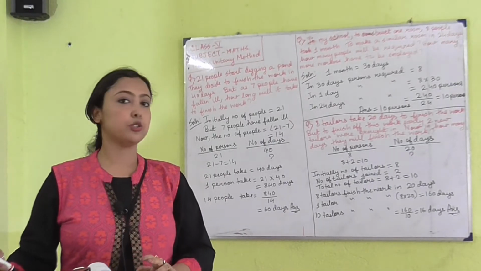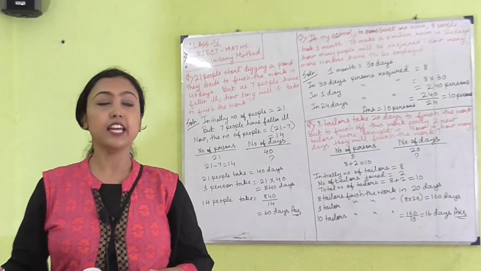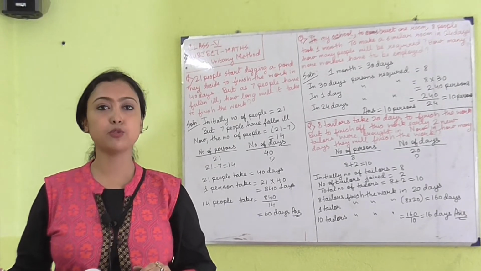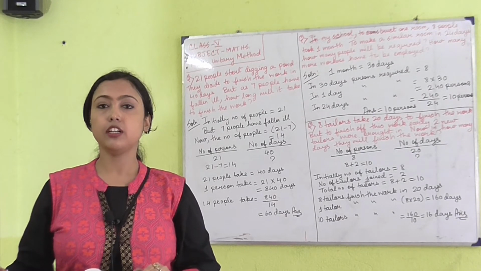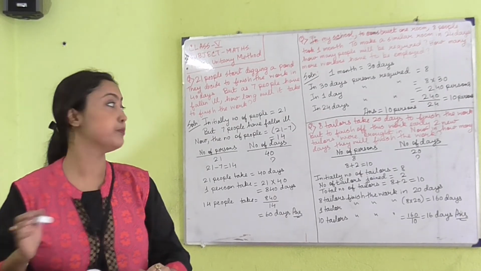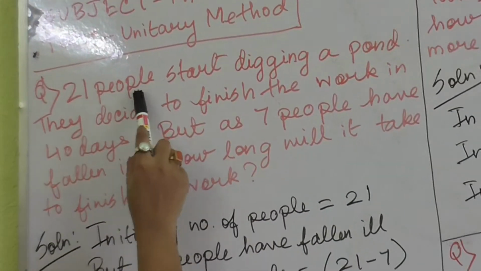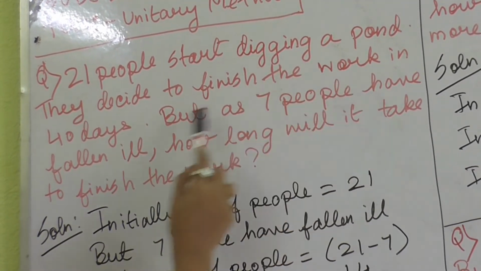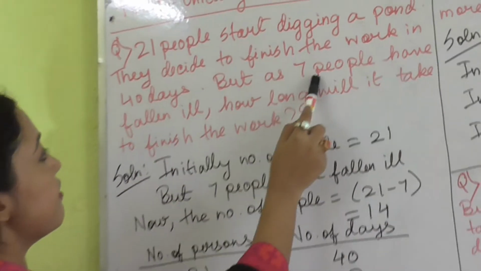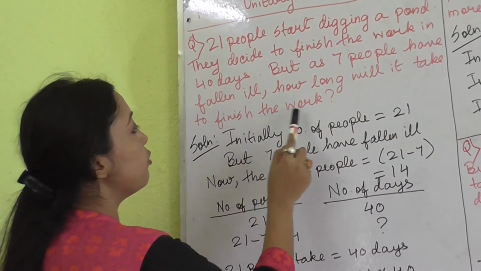Now I am going to show you some more problems about this inverse relationship of unitary method. Here I will show you what happens when the number of persons increases or decreases in order to complete the work. So here one problem is given. 21 people start digging a pond. They decide to finish the work in 40 days. But as 7 people have fallen ill, how long will it take to finish the work?